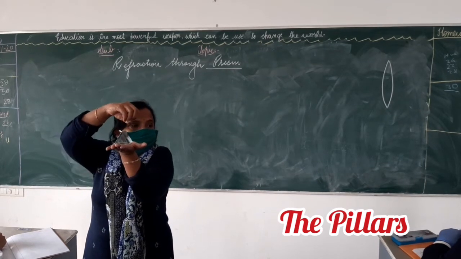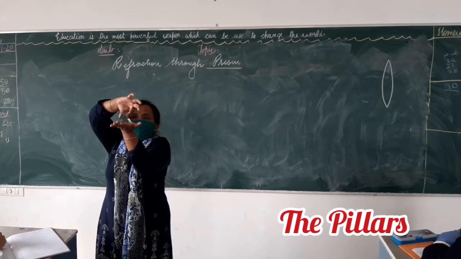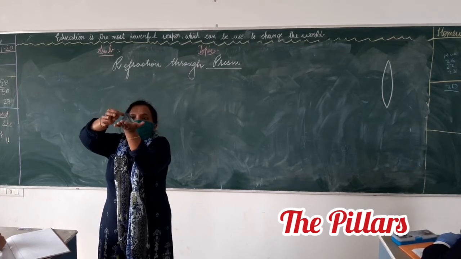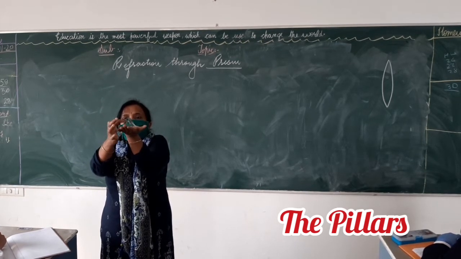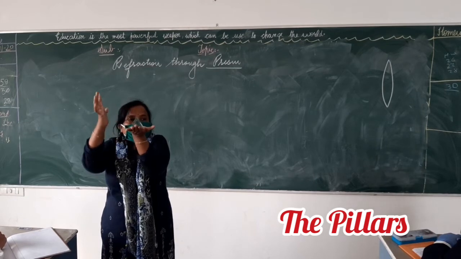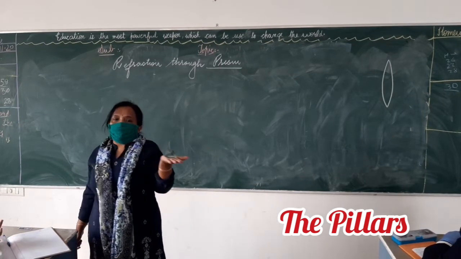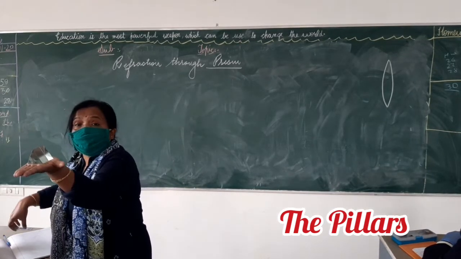Refracting surfaces. See these two refracting surfaces, wherever they meet, an angle is formed. Do you see? This is a triangle and an angle is formed. This angle is called angle of prism. Which one is angle of prism?